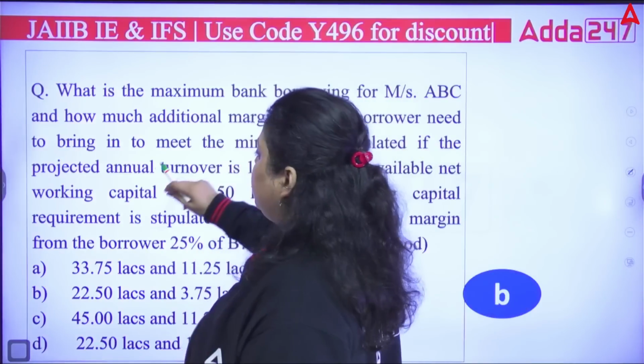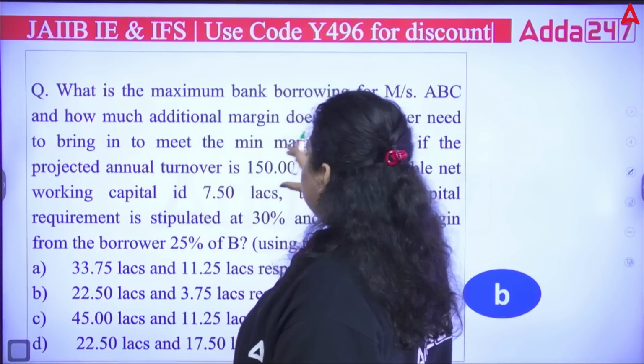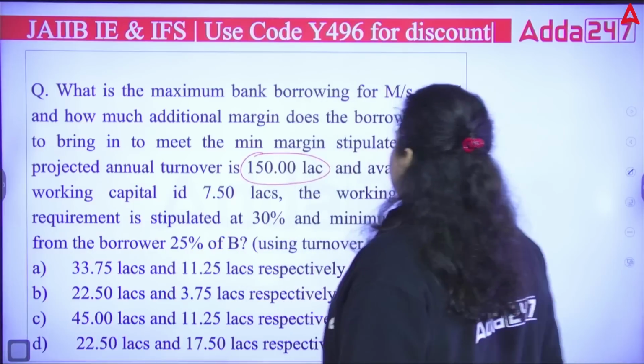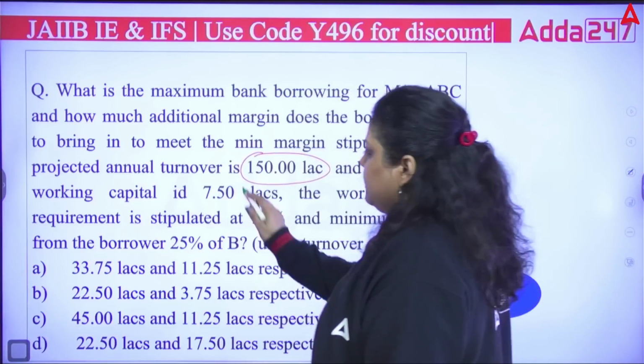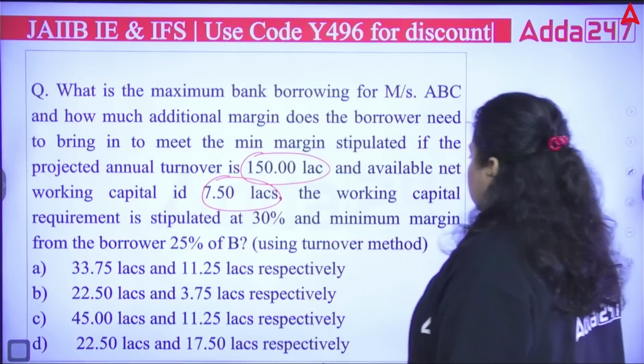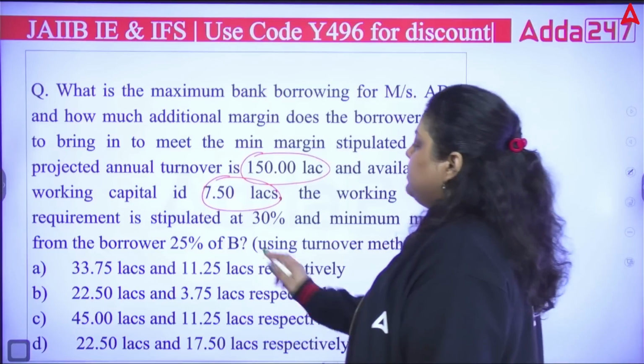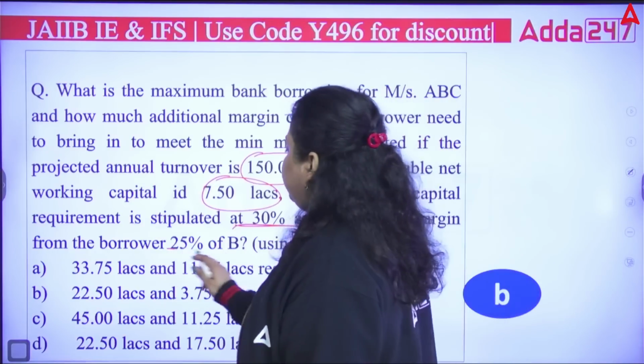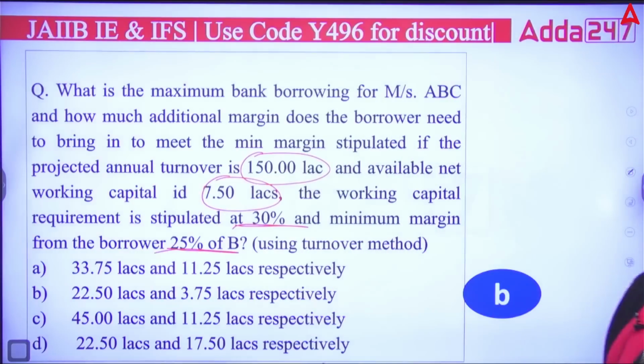Chalo. So next is: what is the maximum bank borrowing for ABC, and how much additional margin does the borrower need to bring in to meet the minimum margin, if the project annual turnover is 150 lakh, the available net working capital is 7.5 lakh, the working capital requirement is 30%, and the minimum margin from the borrower is 25%? By using the turnover method, you have to calculate the maximum bank borrowing for this ABC company.